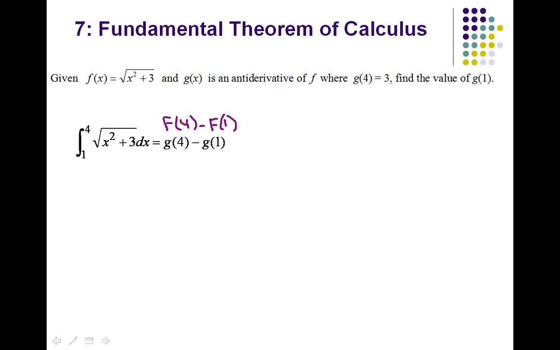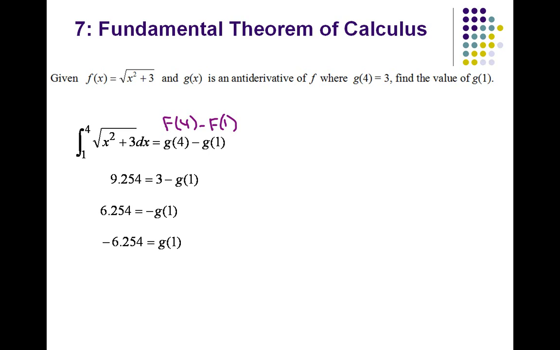Well, the first part we can go over, and we can do this on our calculator. It's possible to do the integral of this, but it's really hard. It's not an easy integral at all. If you do it on your calculator, you get 9.254 is equal to 3 minus g of 1. Subtract 3, I get 6.254 equals negative g of 1. So g of 1 equals negative 6.254.